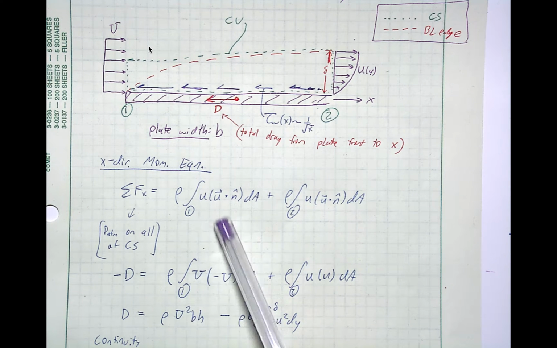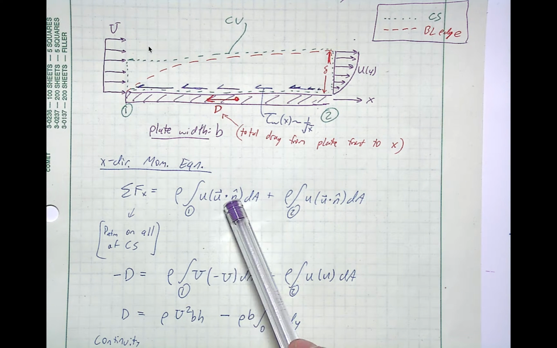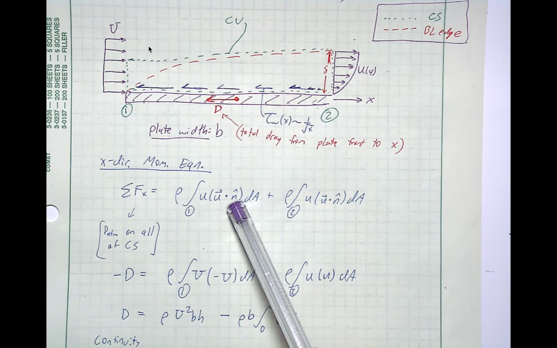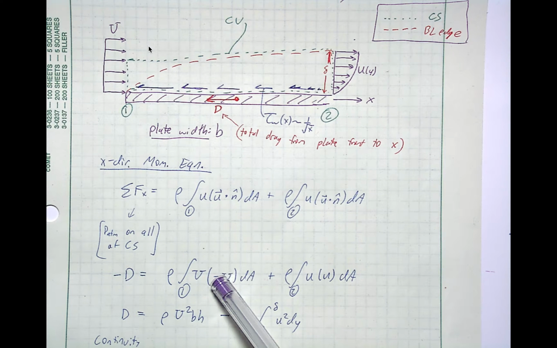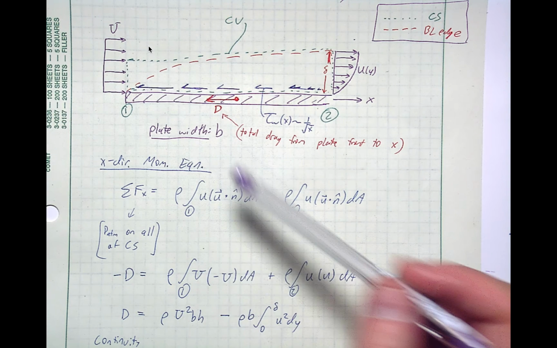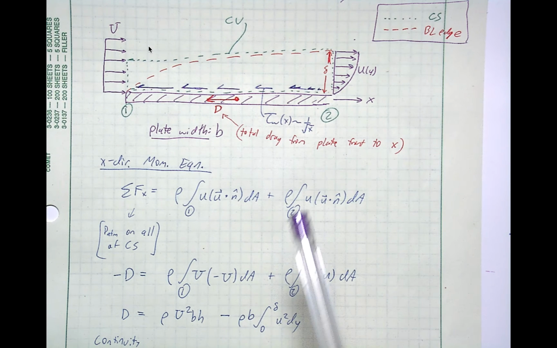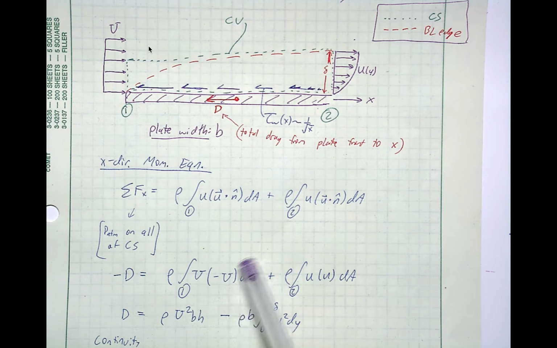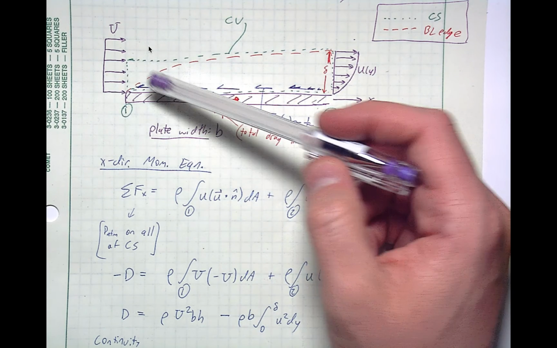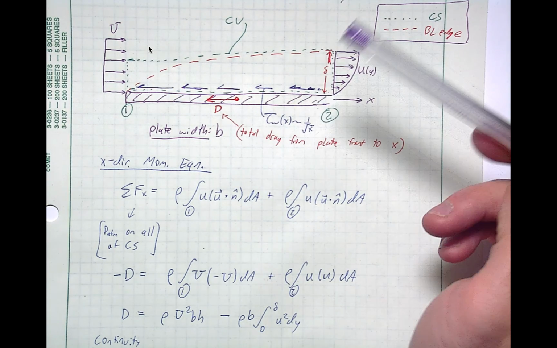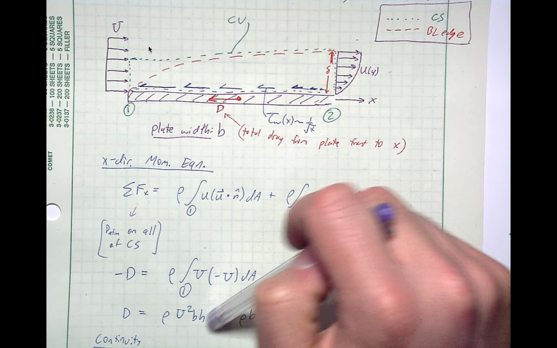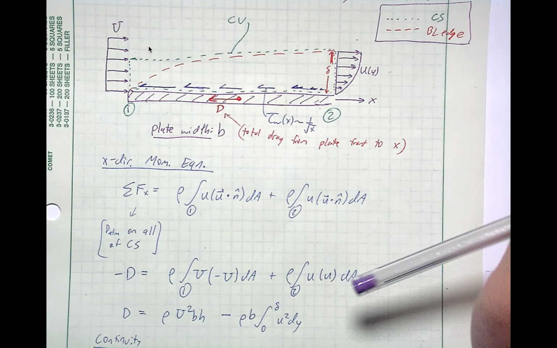Our momentum flux terms, u dot n: this is an inflow, so n is always pointing outward, the unit vector n is always outward, and u flows in, so this is a negative u, negative big U, the upstream velocity here. And then the velocity itself is just positive u. So that's why, and then we integrate that over the area here, which is some height h, and into the page we have b. Okay.